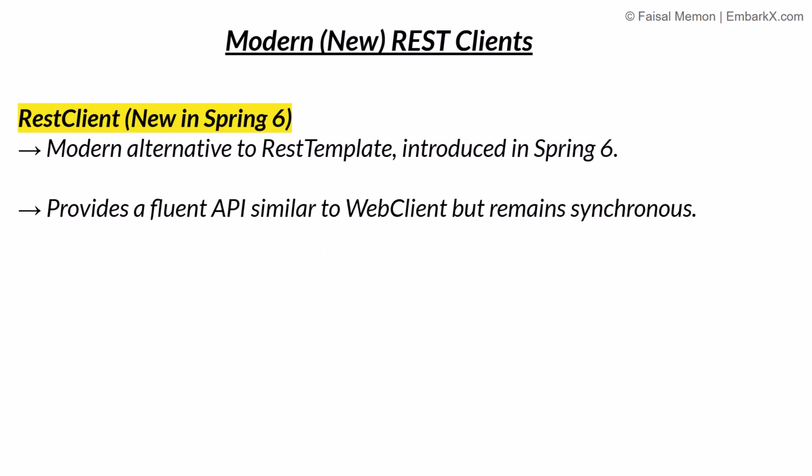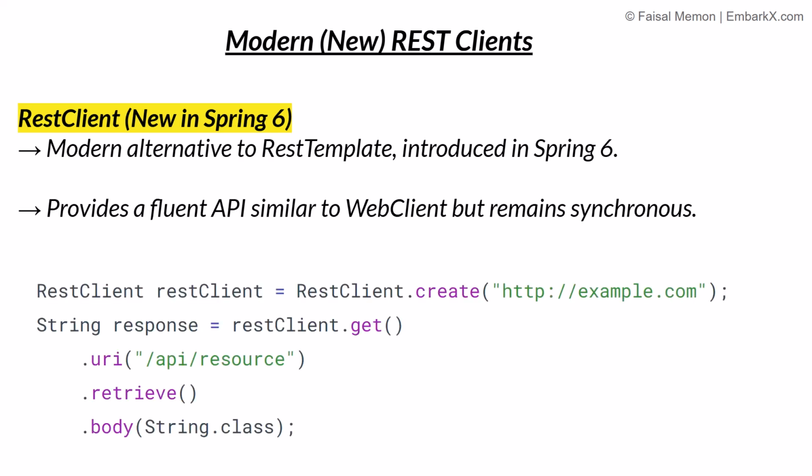Next client we have is the REST client. Now REST client was introduced in Spring 6. So Spring version 6 is what I mean over here. It's a synchronous client with Fluent API, and it's a modern alternative to RestTemplate. Okay, and it provides a Fluent API similar to WebClient, but also remains synchronous. So here is how you can make use of REST client. It's much more similar to that of WebClient, and you can see over here I'm creating an instance of RestClient first by passing in this host URL, and then I'm specifying the path, and then I'm making the call over here and getting the response over here.